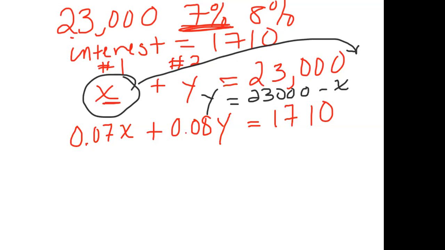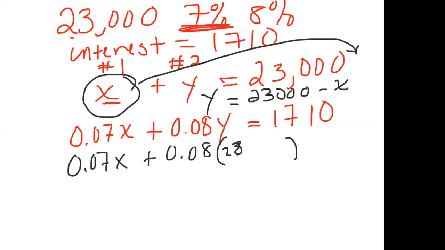Now I'm going to go to the second equation, and I am going to substitute, guys. Substitute the 23,000 minus x into the second equation for y. So there's my beautiful equation. Yeah, let me fix this over here. That looks a little fuzzy.